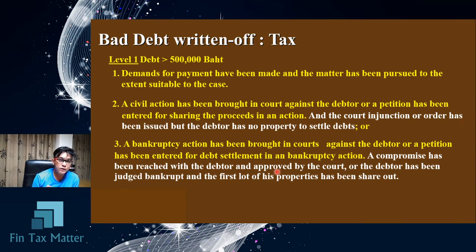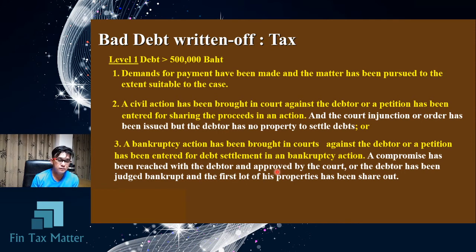The second one is that a civil action has been brought in court against the debtor, or a petition has been entered for sharing the proceeds in an action, and a court injunction or order has been issued but the debtor has no property to settle the debt. It means they have to sue in a court action, or in a bankruptcy action the taxpayer has already made the petition for sharing the proceeds from the debtor, and the court already has the final judgment ordering the debtor to pay, and the debtor still does not have the property to pay the debt. It means the court has already made the final judgment.